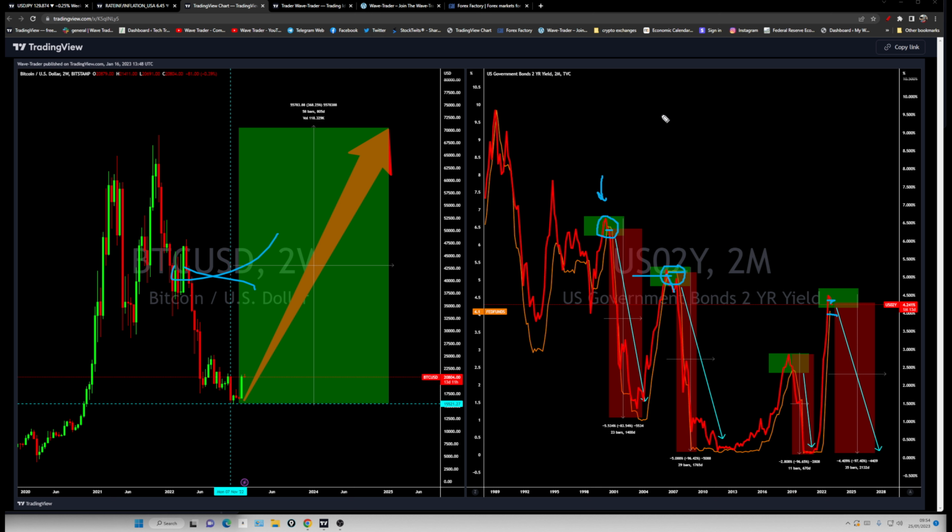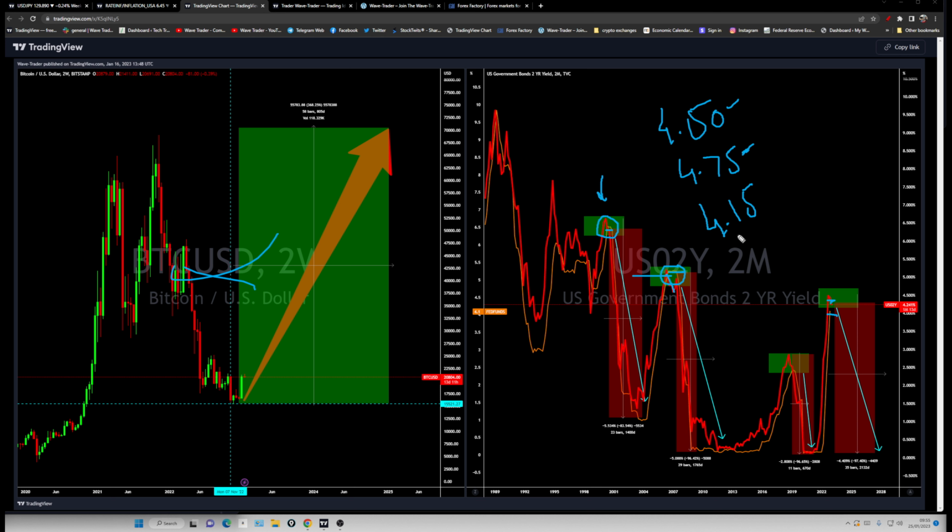What is the Fed fund rate right now? 450. And what is it going to be on 1st of February? 475. And what is the 2-year yield right now? 415. So the 2-year yield is significantly below the Fed fund rate, and it is highly likely it is not going to break above the Fed fund rate. It is not going to go above 450 or 475. 450 is right now, and 475 is going to be well above the 2-year yield.